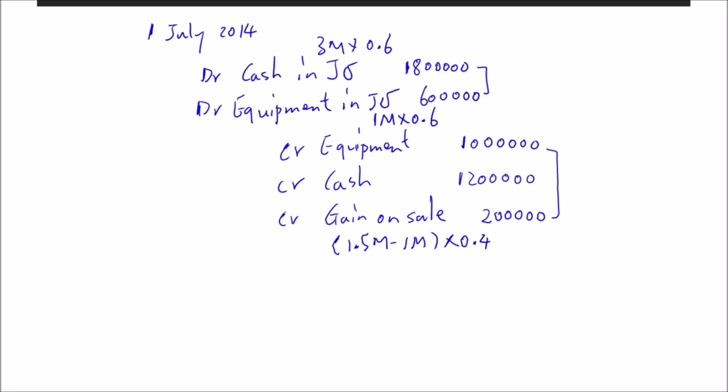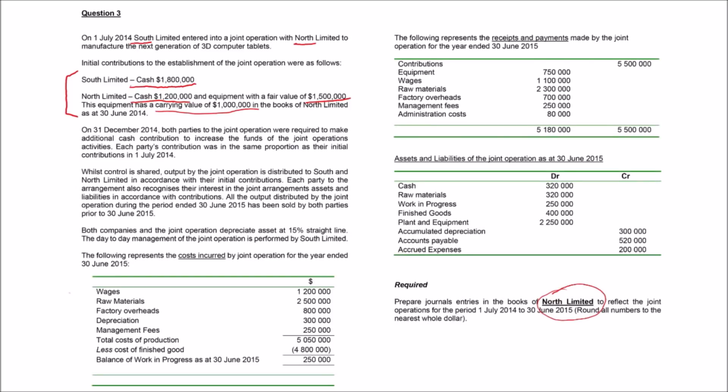In some of the joint operation questions, after this journal, you can then go to year-end allocation. But in this particular one, there's one additional piece of information you need to be aware of. It says that on 31st of December 2014, that means a few months after they set up the joint operation, both parties want to make an additional cash contribution. So any contribution by the joint operator, you need a journal for that. After the initial contribution, they decided that they want to put in more cash. But the trick here is that they didn't actually tell you how much they put in.